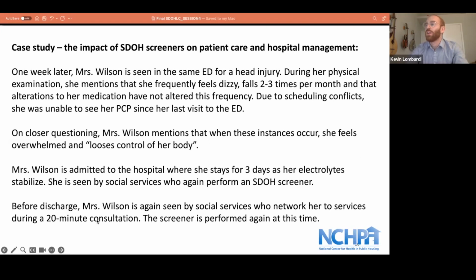Mrs. Wilson is admitted to the hospital where she spends 3 days as her electrolytes stabilize. She receives care for her head injury. She is seen by social services inpatient, who again perform an SDOH screener. Before discharge, Mrs. Wilson is again seen by social services, who are performing her discharge planning and final linkage to resources for when she leaves the hospital. They networked her to services during a 20-minute consultation. The screener is performed again at this time. Next slide, please.